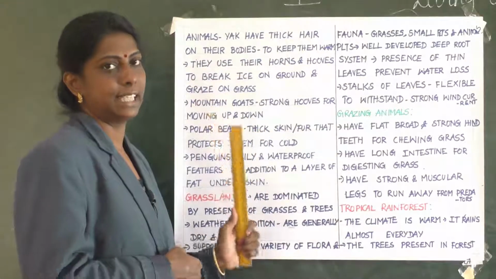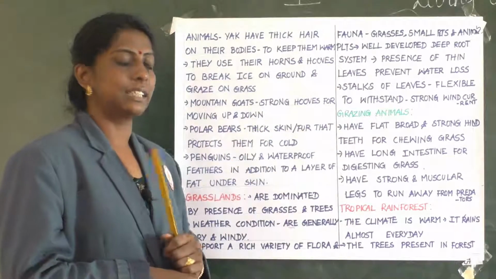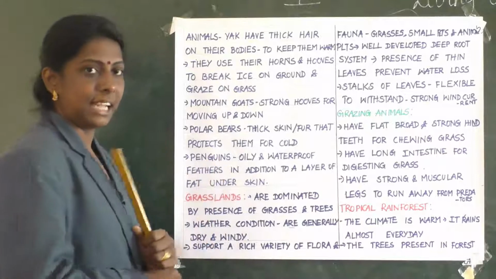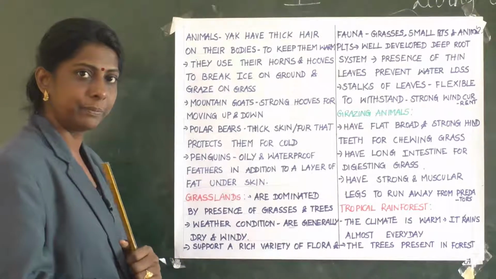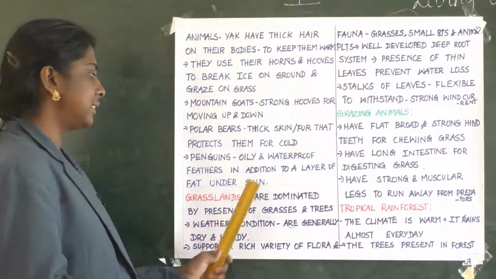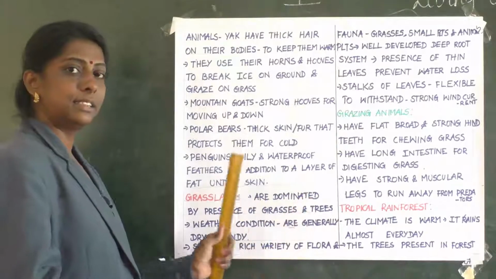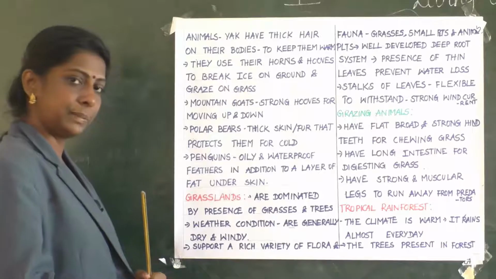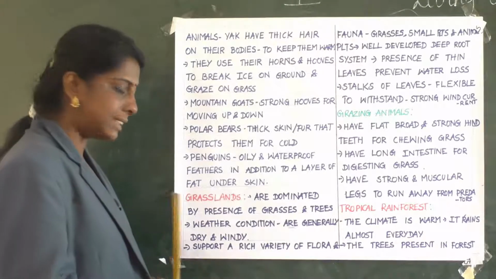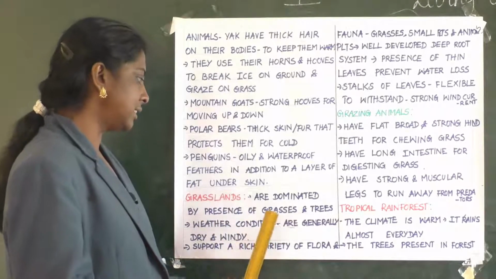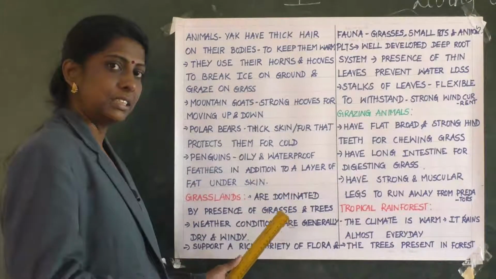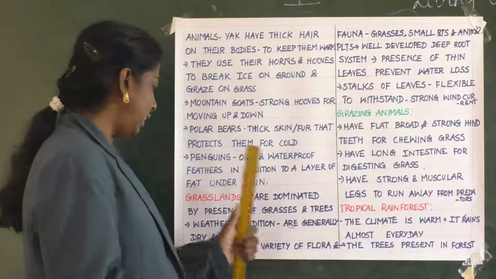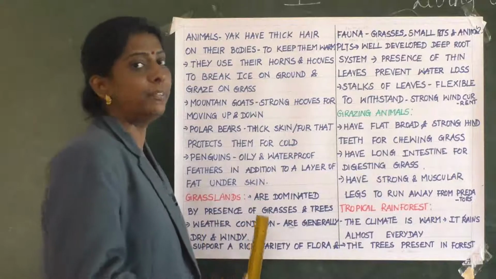So as of now we have learned desert and polar. Is it not? Yes. The next thing is grasslands. Grasslands are dominated by the presence of grasses and trees. The weather conditions are generally dry and windy.